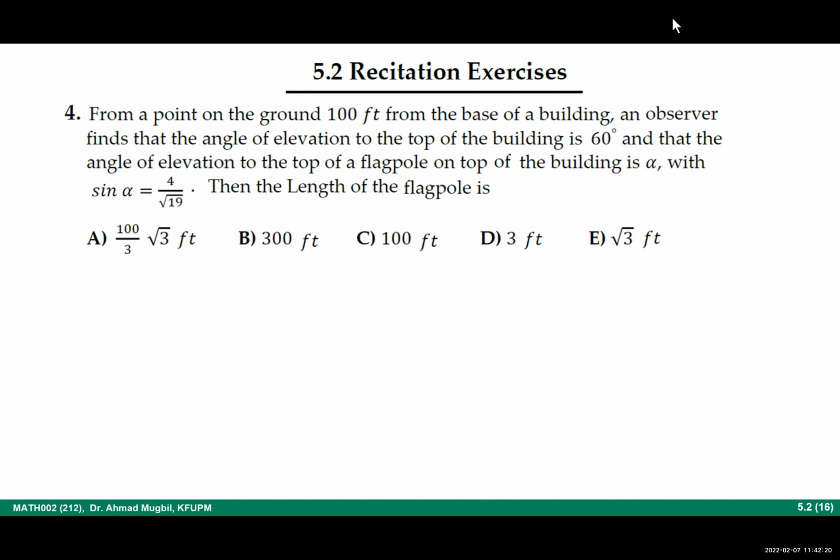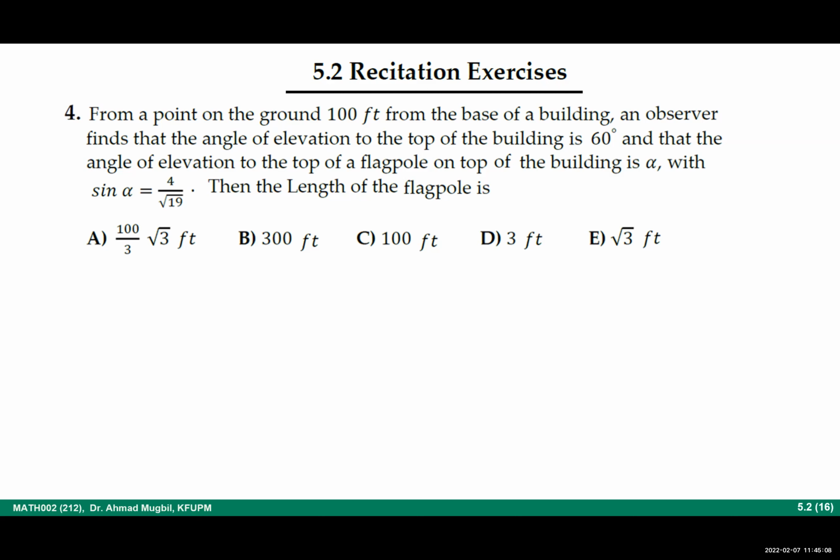I'll take the attendance. Sketch the figure of the problem. Halina, show the figure. If the figure is okay, from a point on the ground, 100 feet from the base of the building, the angle of elevation is 60. Excellent, you are right. Your figure is right. It's correct. Continue. Correct. The figure is correct.